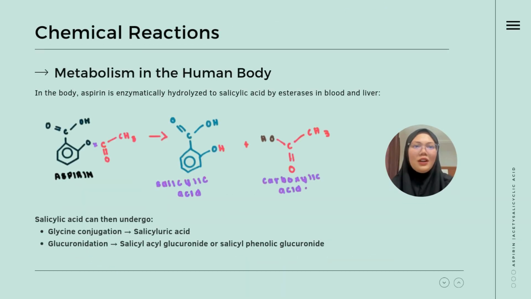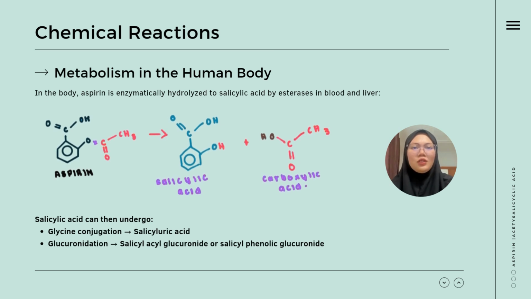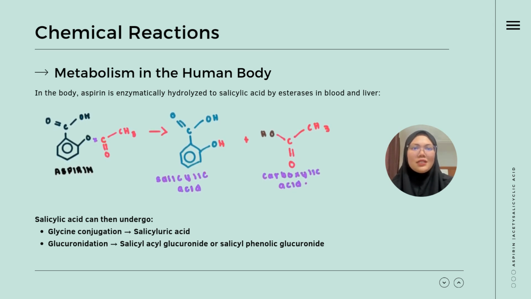Alright, now let's talk about how aspirin is metabolized in the human body. When you take an aspirin tablet, the active compound, acetylsalicylic acid, is absorbed into your bloodstream. Inside your body, it undergoes a reaction known as hydrolysis. In this reaction, the ester bond in aspirin is broken down by water with the help of enzymes like esterase. As a result, aspirin is converted into two products, salicylic acid and acetic acid, which is a simple carboxylic acid.